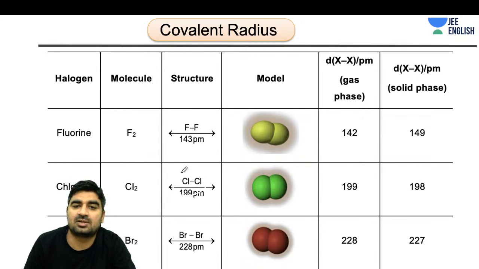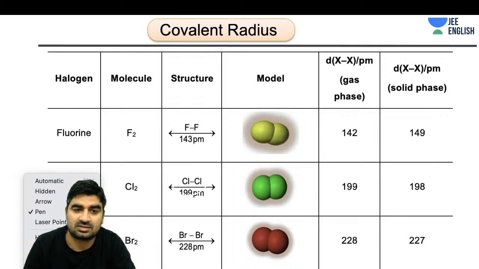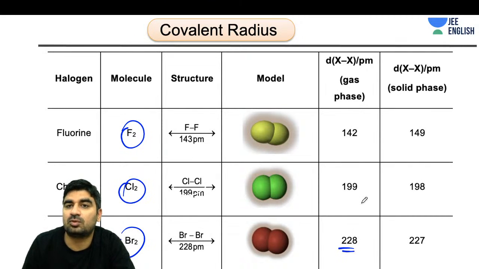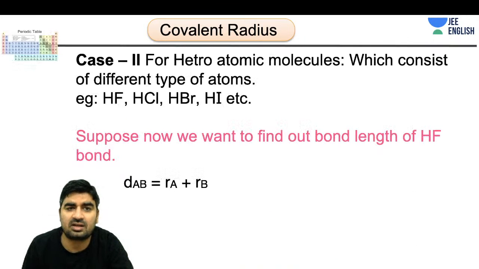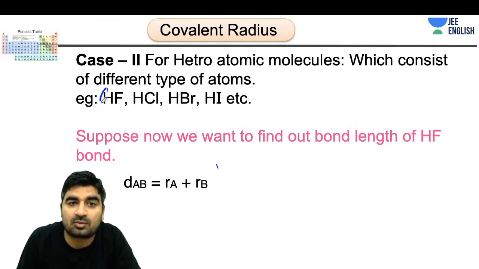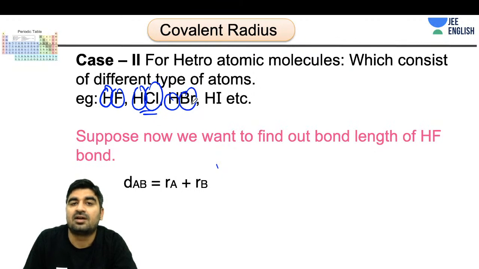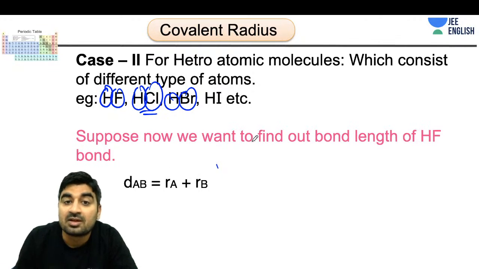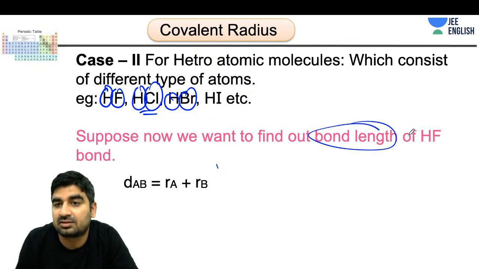So these are some examples. We have fluorine here, we have chlorine, we have bromine. So for homoatomic molecules, you can easily measure their radius. This is experimental data, you don't have to remember it. Now for heteroatomic molecules, we have different types of atoms. Here we have HCl, HBr. Hetero means different, homo means same. Got it? So suppose now we want to find out the bond length of HF.